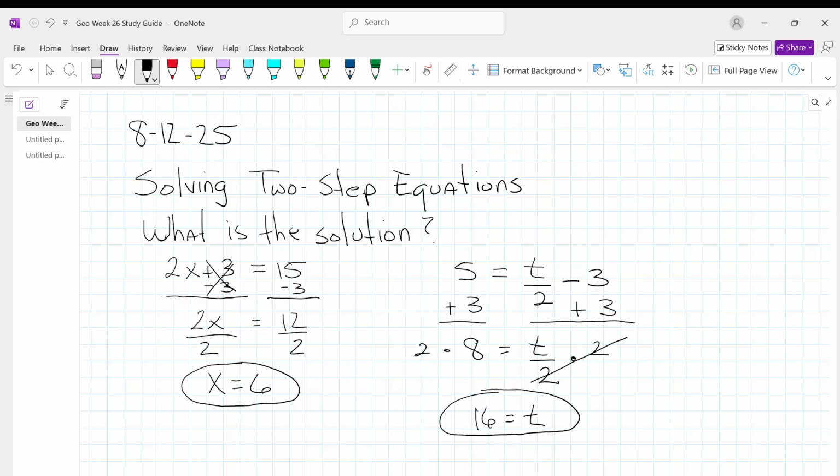Any questions on either of those two types of problems? When the variable and the number attached to it is being added to, we subtract from each side. Okay? When the variable and the number attached to it is being subtracted from, then we add to each side. Just continue to do inverse operations until you get the variable by itself.